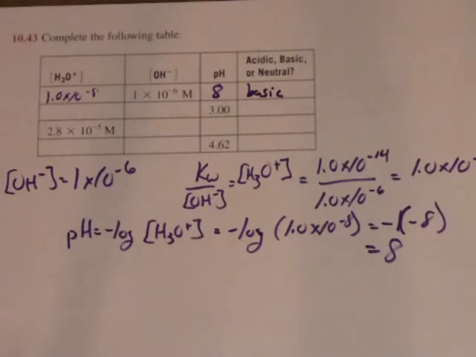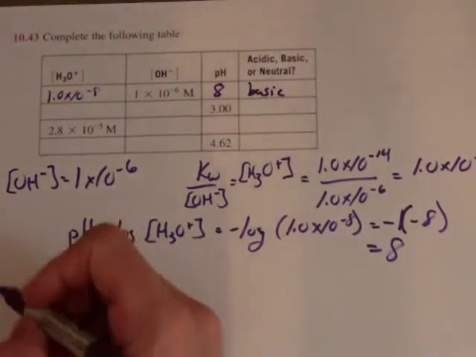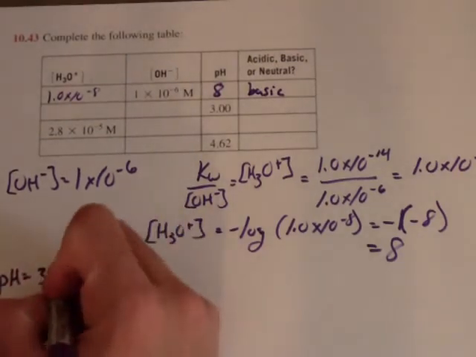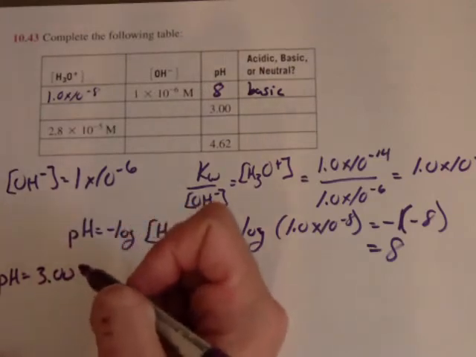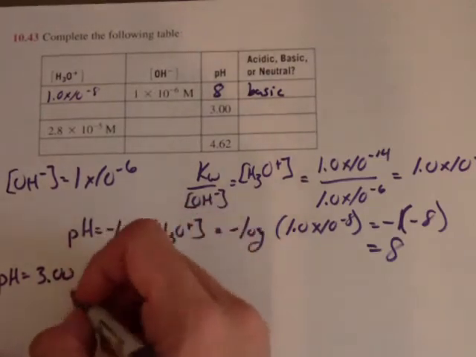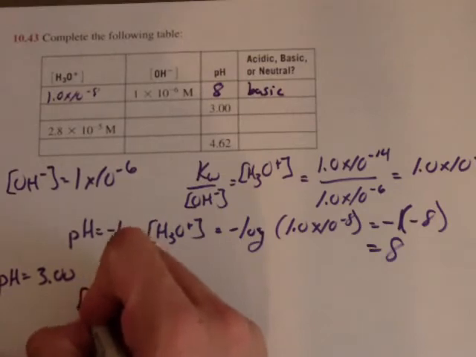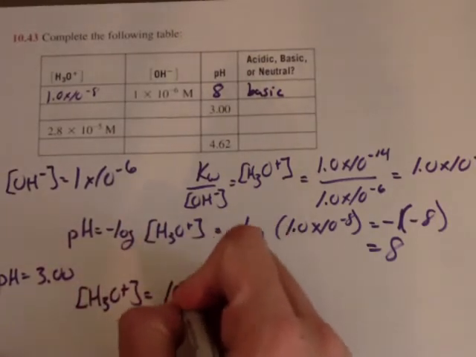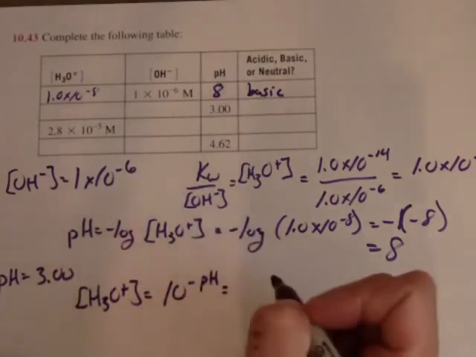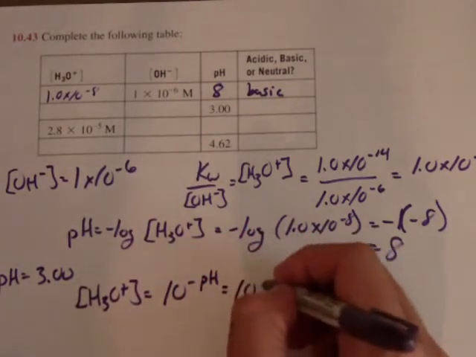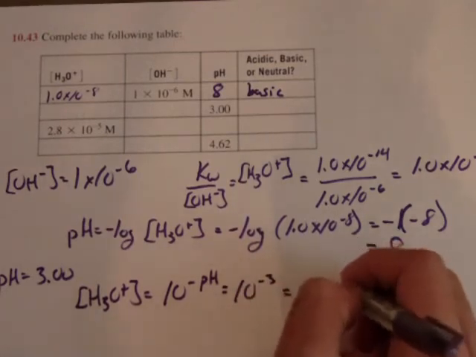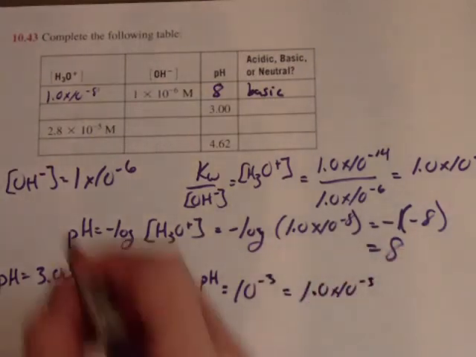In the next row, we have a pH equal to 3.00. And so if we have a pH of 3.00, then the H3O plus is equal to 10 to the minus pH. And so 10 to the minus pH would be 10 to the minus 3. And so we get 1.0 times 10 to the minus 3 for H3O plus.